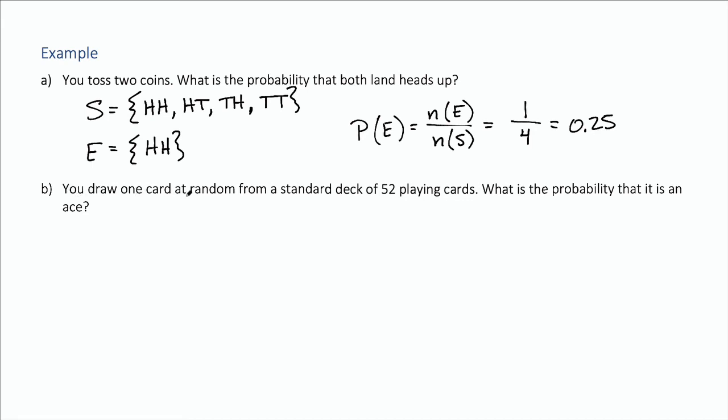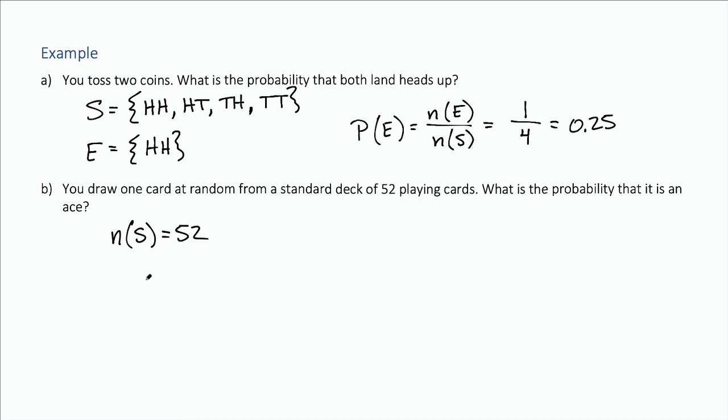You draw one card at random from a standard deck of 52 playing cards. What is the probability that it is an ace? Now our sample space, I'm not going to list it out here, but our sample space consists of all 52 playing cards. So the number of outcomes in our sample space is 52.